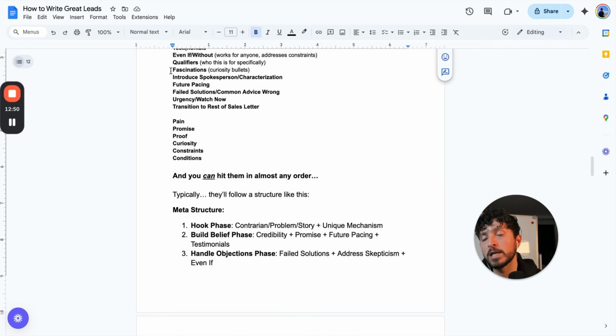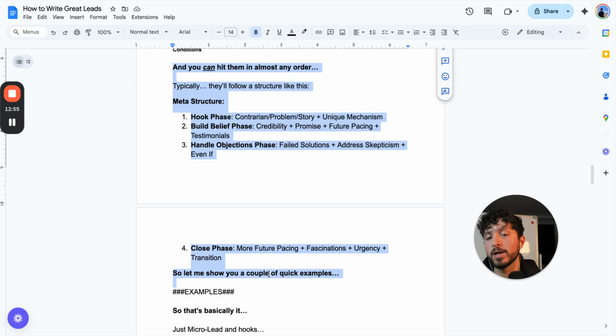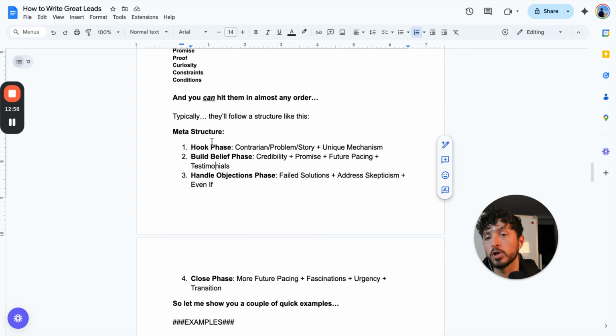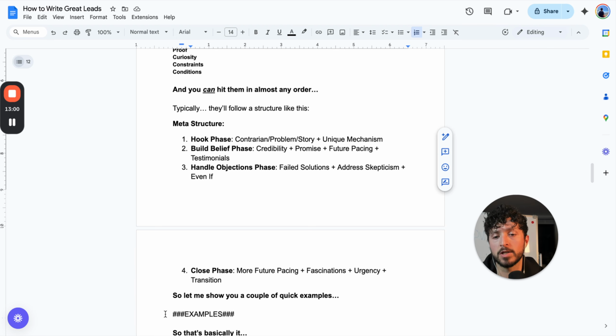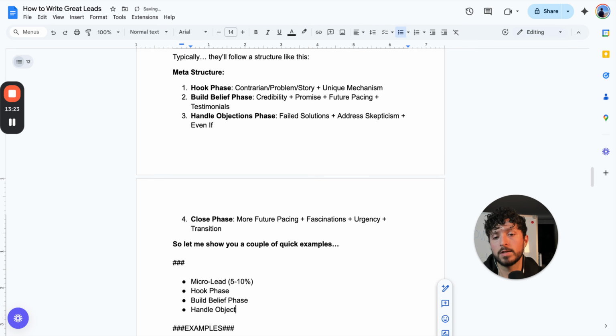Now, like I said, you can hit them in any order. However, this is typically the overall meta structure of what you follow. So you have your micro lead, like I mentioned. Let me actually do it like this because I've done this before in the past and people found it really helpful. So your micro lead, let's say that this is maybe 5 to 10% of your lead. That's your hook phase. Then you'll go into the hook phase, build belief phase, handle objections, and close.